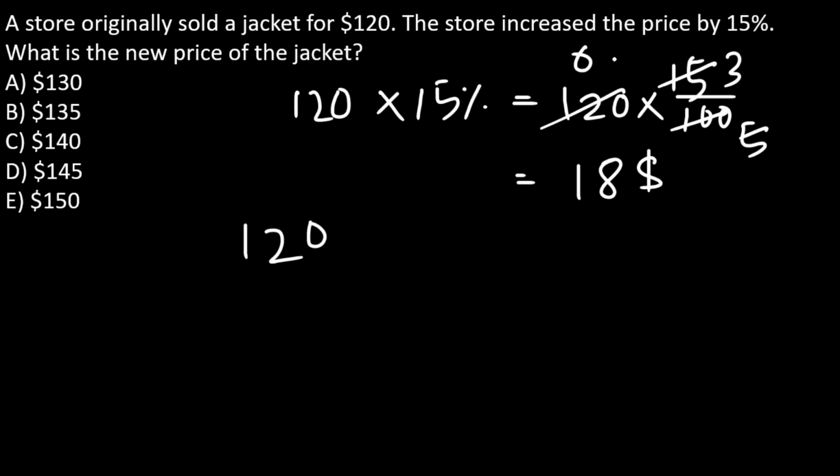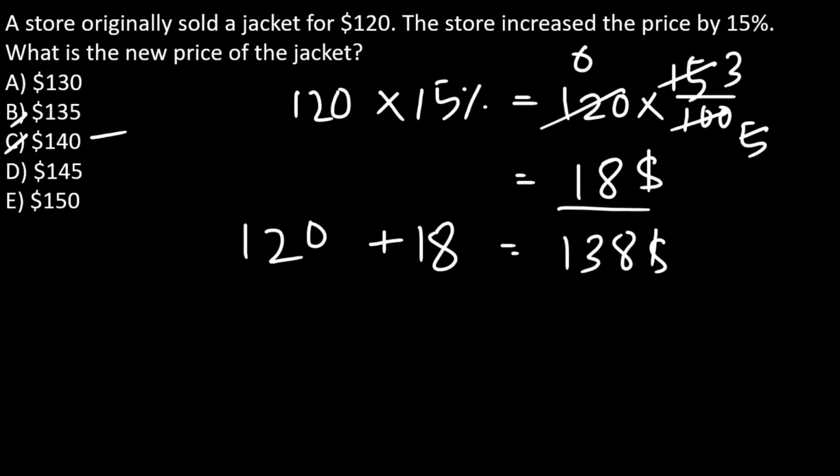So here we need to add the $18. So 120 plus 18 equals to $138. So there is no 138. So we can choose 140 or 135. So here we will choose $140. So the store increased the price by 15%.